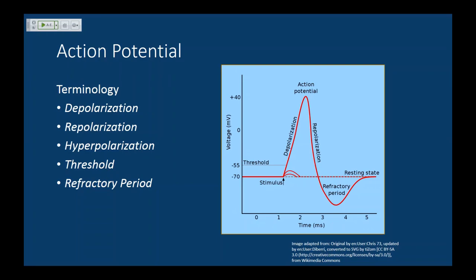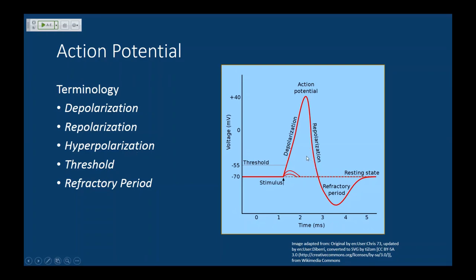But with all that said, we can move into the action potential, which is the main focus of the physiology of the neuron. A little bit of terminology that you might know. Depolarization refers to the upstroke of the action potential. That's this phase. Repolarization is then the opposite. That's when it's coming back down, back toward resting membrane potential, becoming more negative.